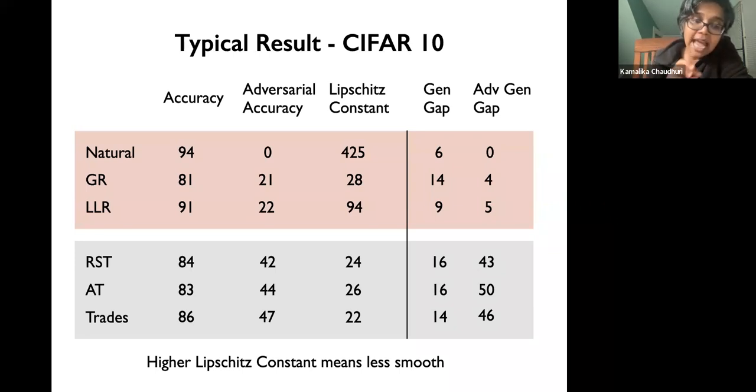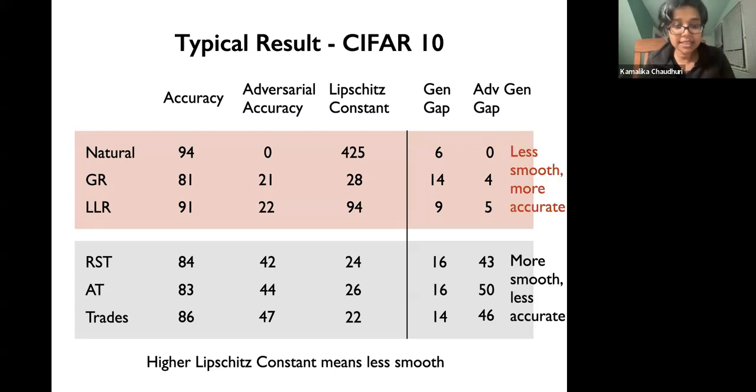In this case, the accuracy is relatively low, but the adversarial accuracy is high. Whereas for the red methods, the accuracy was high and the adversarial accuracy was low. We also measured the Lipschitz constant. The Lipschitz constant is a measure of smoothness, and a higher Lipschitz constant means less smooth. It means the function moves around very rapidly and is very jagged. What we saw was that the red methods were less smooth and more accurate, whereas the gray methods were more smooth and less accurate.